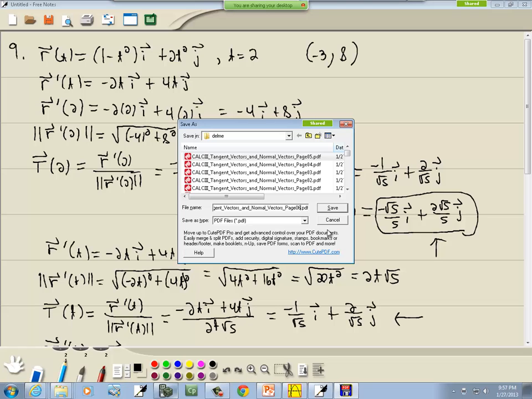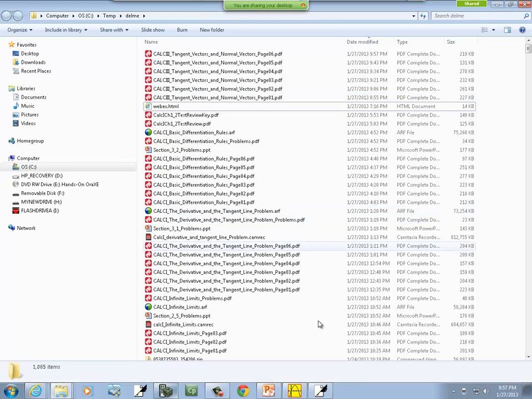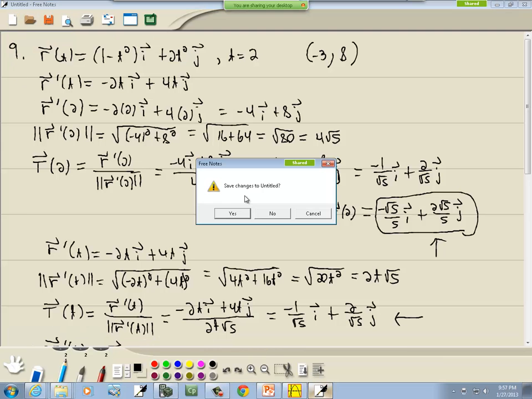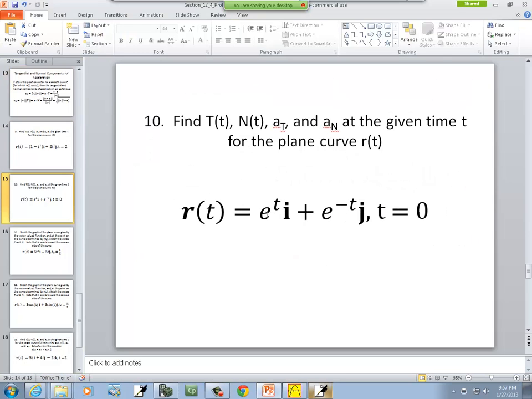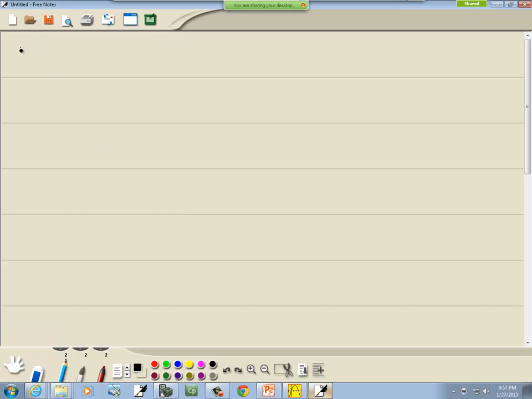There we go, 6. And let's look at our next problem, number 10. So r is equal to e to the t i plus e to the negative t j, and t is equal to 0.